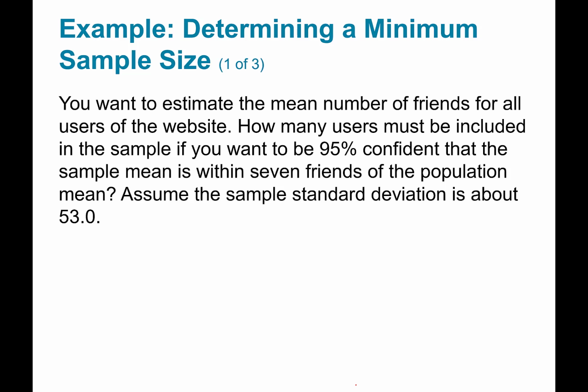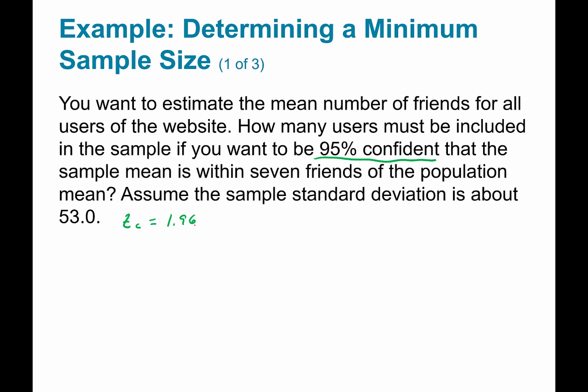So let's say, for example, you want to estimate the mean number of friends for all users of a website. How many users have to be included if you want to be 95% confident the sample mean is within 7 friends of the population mean? And we're going to assume the sample standard deviation is about 53. Same idea. So we need our critical value of Z, Z_C, in this case for 95%. Going back to that table, we get 1.96 for the critical value of Z.